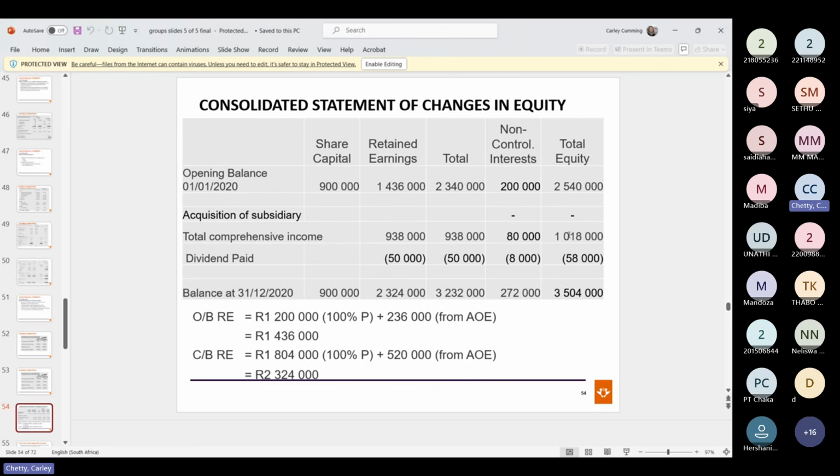And then in the total equity column, if we add the total parent plus the non-controlling interest, that will give us 1,018,000. Then we have the dividend paid of 50,000, and then the non-controlling interest share of the dividend paid by S, which is 8,000, that will give us total equity for the group of 58,000.